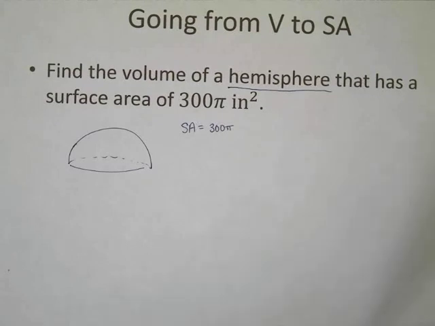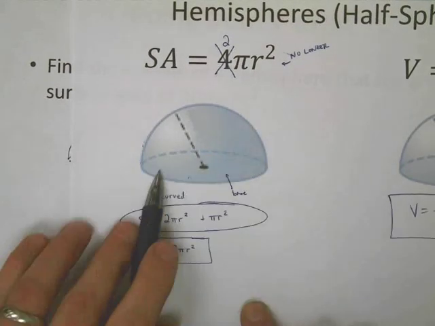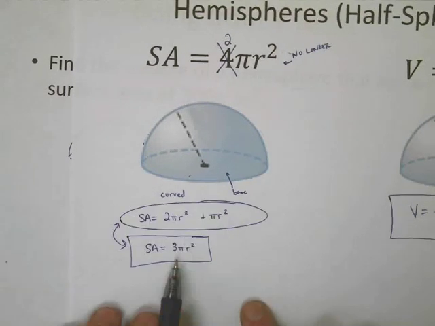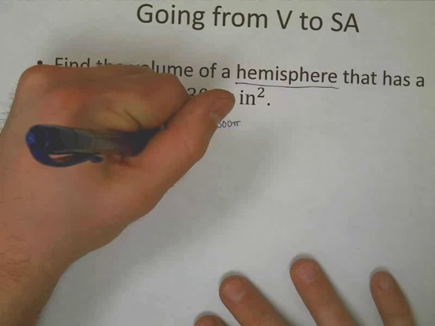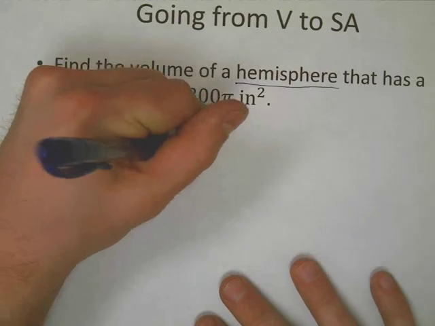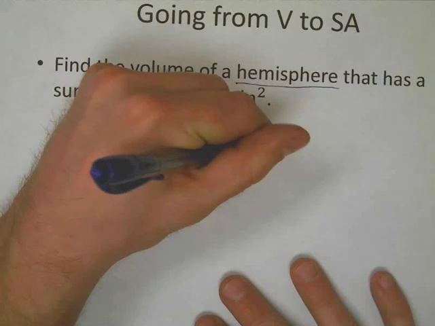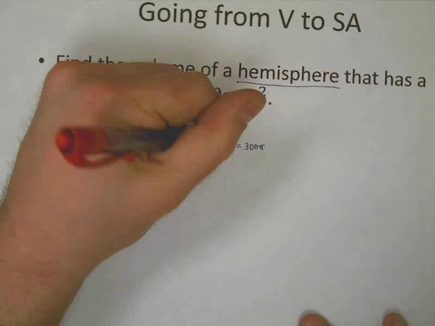Well, I might recall, let me pull this thing out one more time. The surface area of a hemisphere: I got 2 pi r squared, half of the 4 pi r squared for the curved surface, plus an extra pi r squared here, total of 3 pi r squared. This looks like it's going to work out nice and easy, doesn't it? Surface area of that is 3 pi r squared, and if I plug in the right value for r, I should get 300 pi.